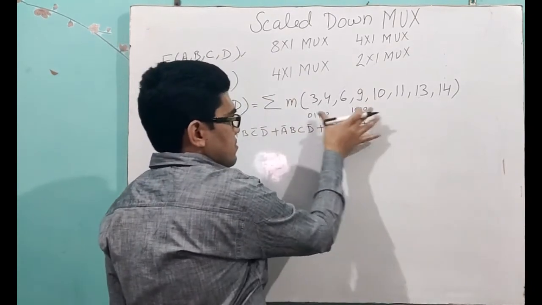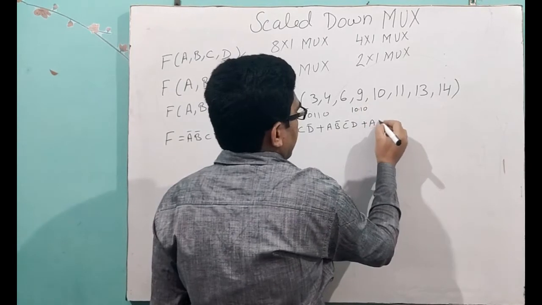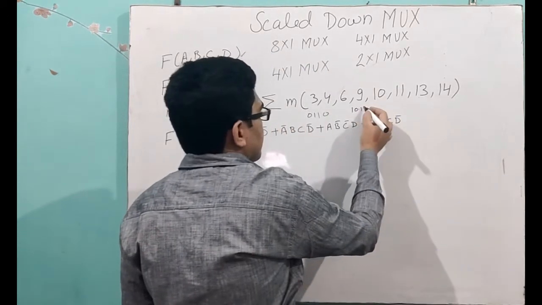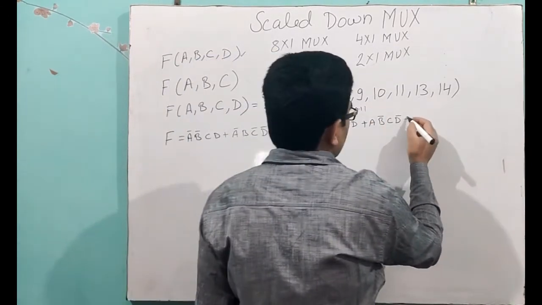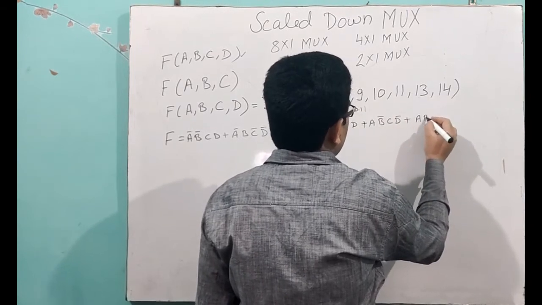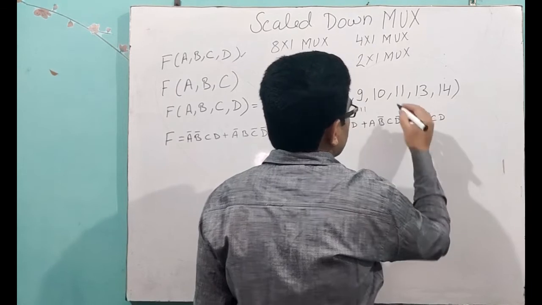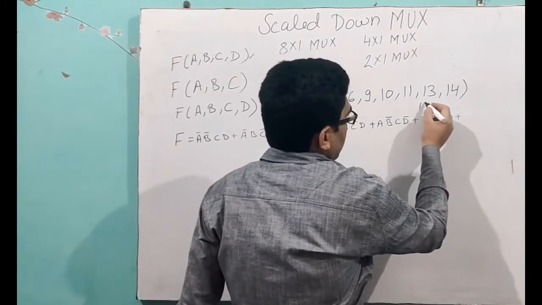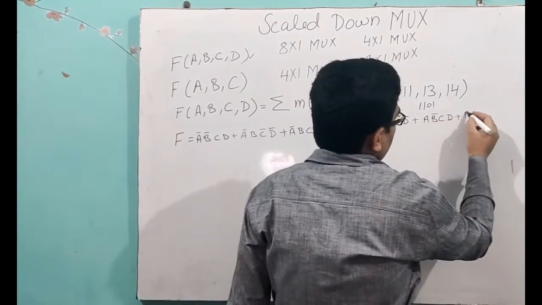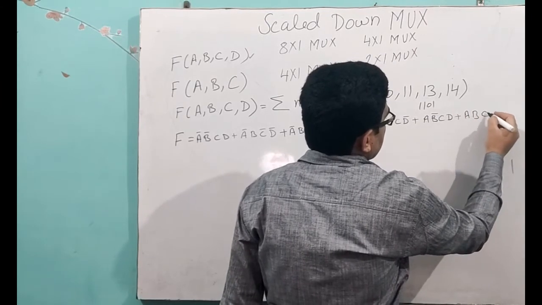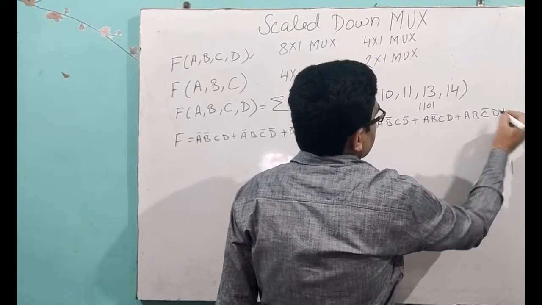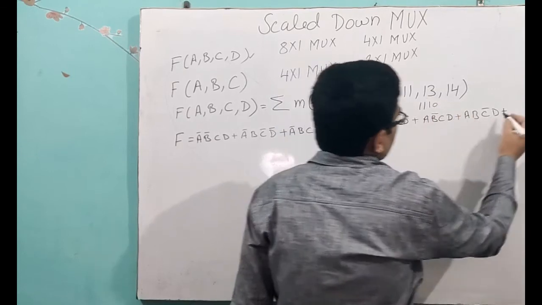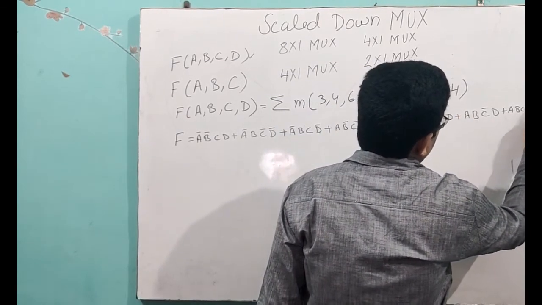This is your rough work. A, B bar, C, D bar. Next is 11, which will be 1 0 1 1. So we will write it A, B bar, C, D. Next term is 13. So how will we write 13? 1 1 0 1. A, B, C bar, D. And the last one is 14, and 14 will be 1 1 1 0. A, B, C, D bar.